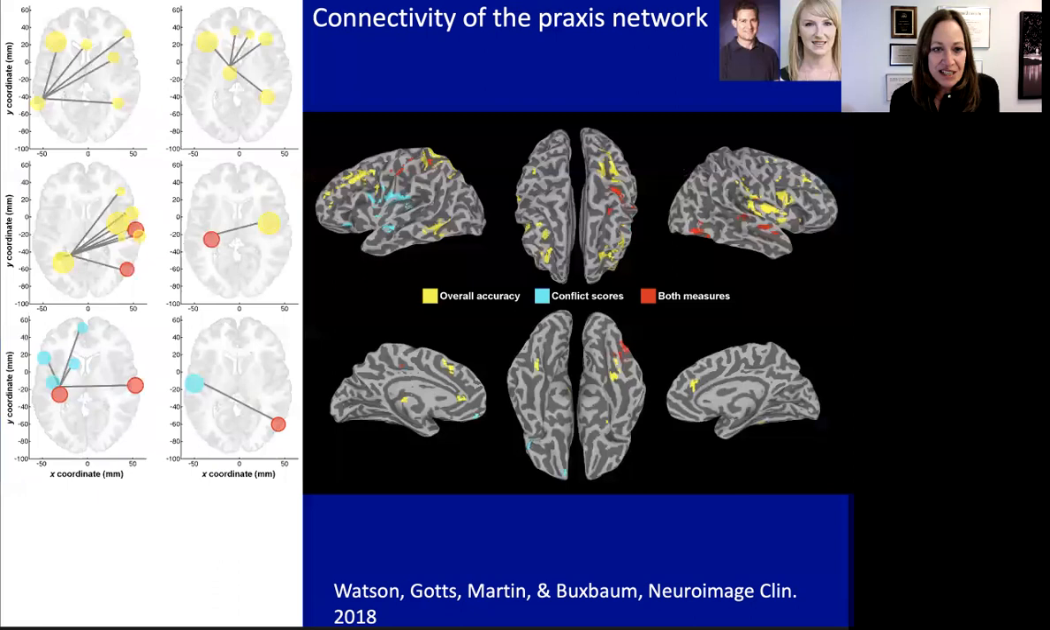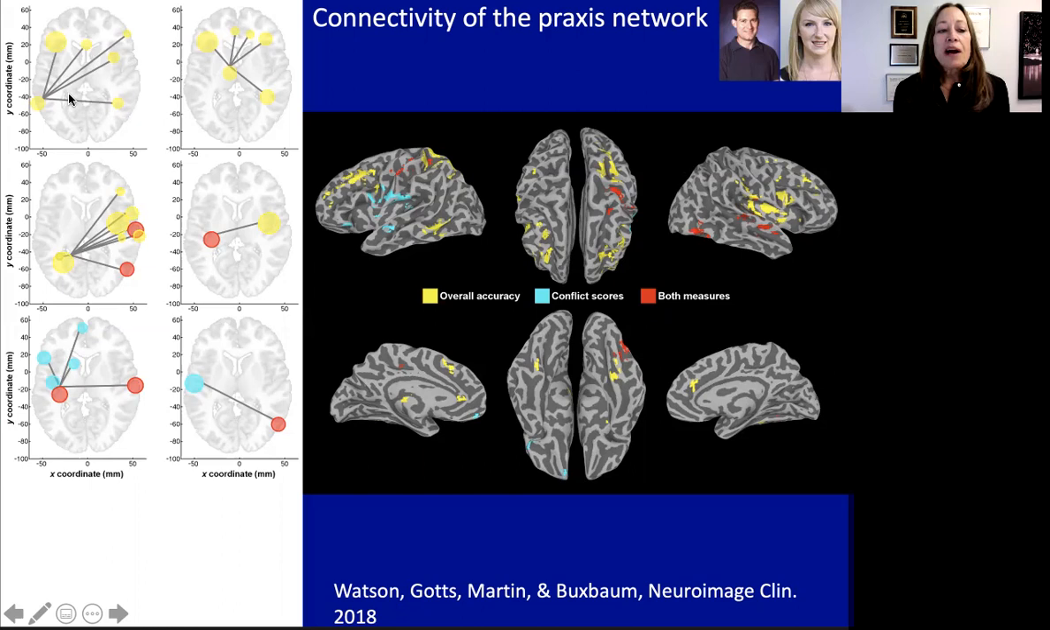conflict performance. And what we found is that this on the left is a schematic of some of the strongest, most potent disconnections associated with impaired performance. And yellow is overall accuracy. In blue is conflict scores, both on the left and right, and red are both measures. And perhaps you can appreciate here that changes or reductions in overall pantomime accuracy were associated with bilateral connectivity, interhemispheric disconnectivity.